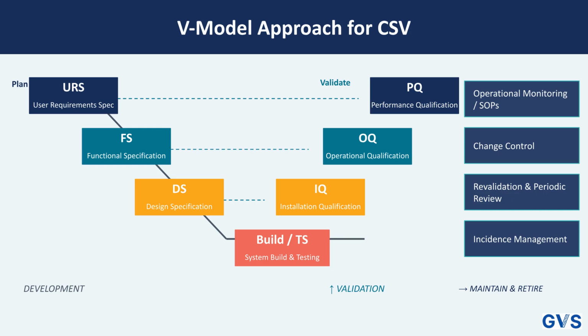The V model is the gold standard lifecycle framework for CSV. The left side of the V represents the specification/design phase, URS, what the user needs, FS, how the system should function, and DS, how it will be built. The bottom represents the build and testing phase. The right side represents qualification.